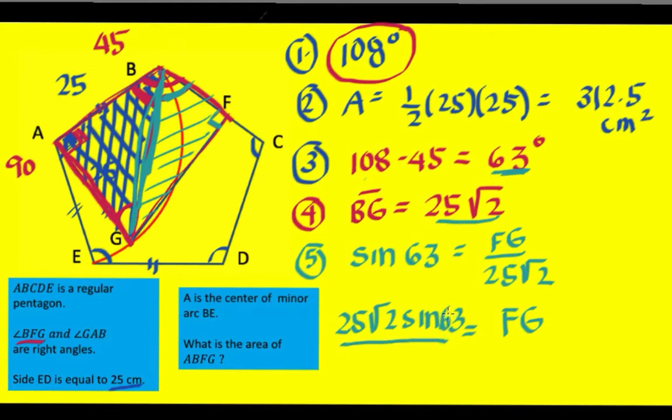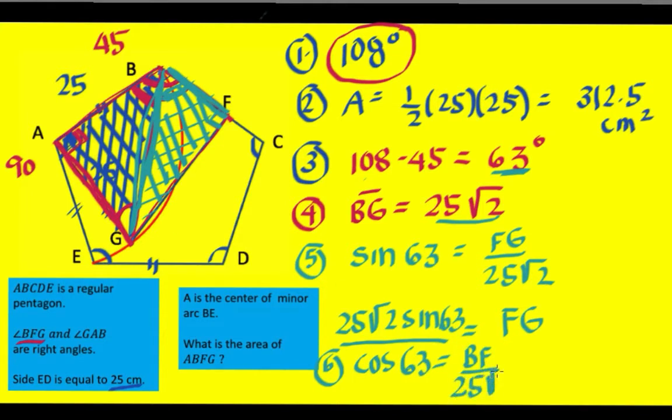Next, in order to find the area of this triangle, we need also the measure of this base. You can look at this as the height or the base depending on the orientation of the triangle, but we need the measure of side BF. With respect to this angle again, which has a measure of 63, this side BF is the adjacent side and BG is the hypotenuse, and that is computed by the function cosine of 63 equals BF over the hypotenuse 25 square root of 2.